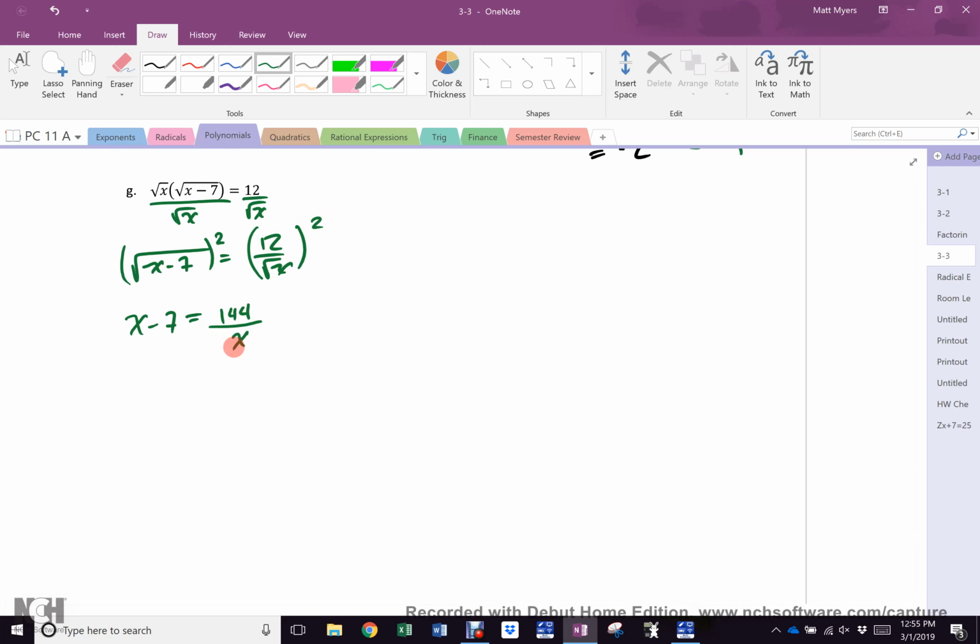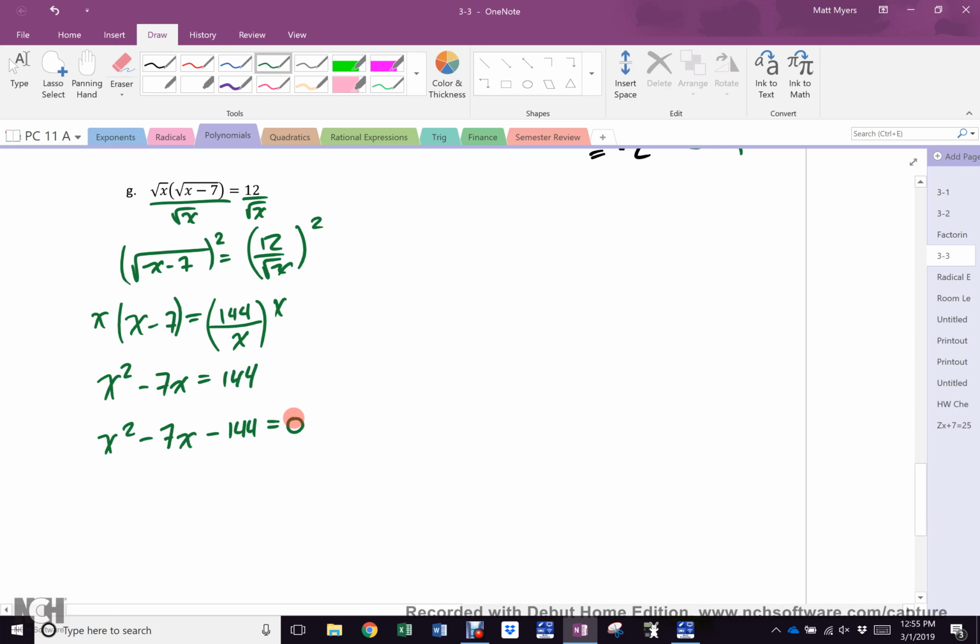Right? Okay. How do I get rid of that x now? I'm just doing regular algebra. What do I got to do to this side? Multiply. So now I have x squared minus 7x equals 144, correct? x squared minus 7x minus 144 equals 0. And then I factor.